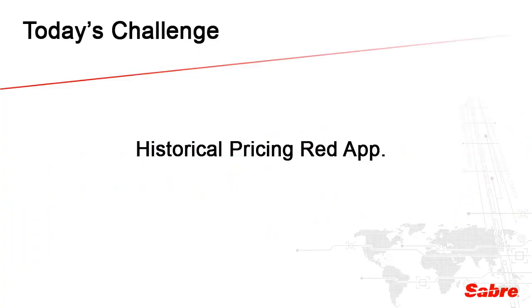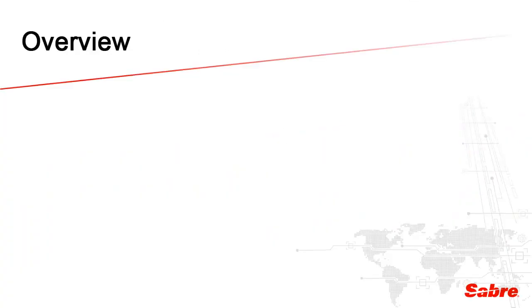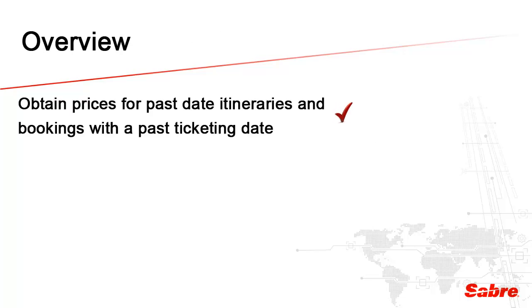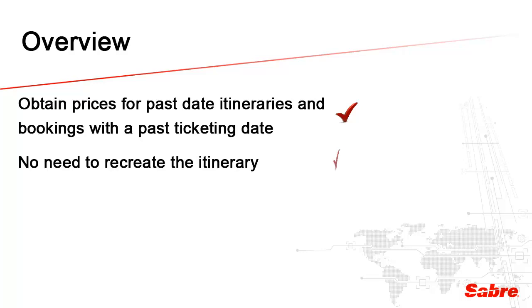Today's lesson covers the Historical Pricing Red app. The Historical Pricing Red app gives you the ability to get prices for past date itineraries and bookings with the past ticketing date in an easy-to-use way. You may use this app to price past, current or future date segments. You can easily capture prices for past date bookings without the need to recreate the itinerary in the Sabre system. It allows you to find a fare with past date segments with or without a P&R.